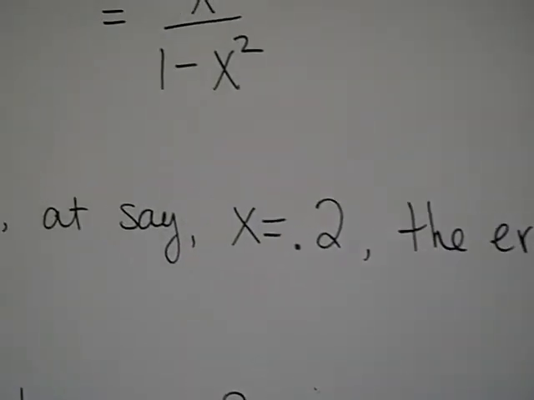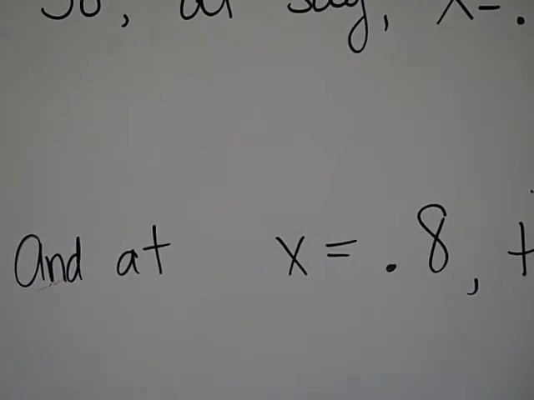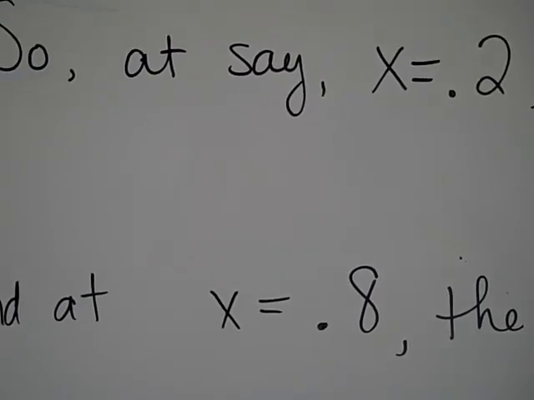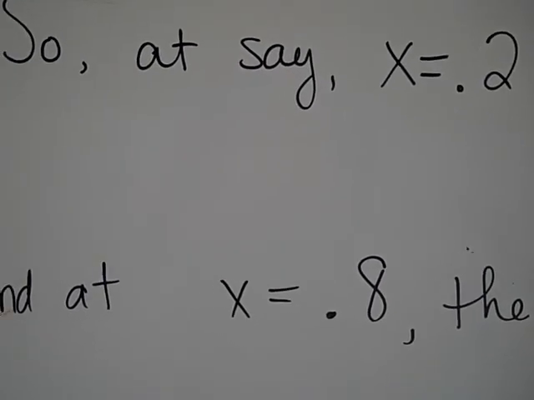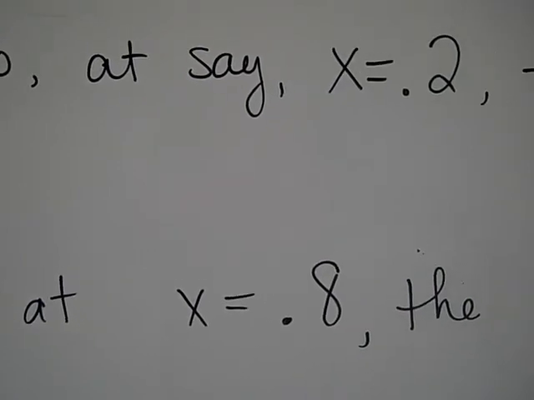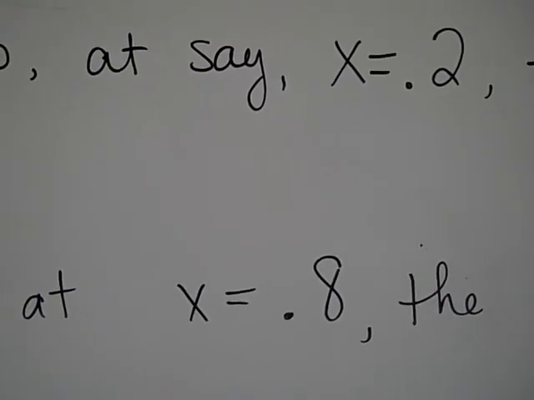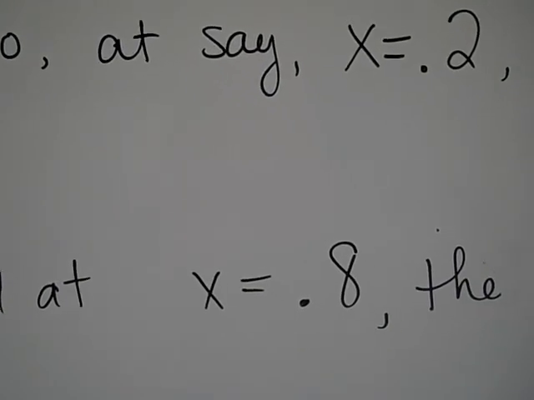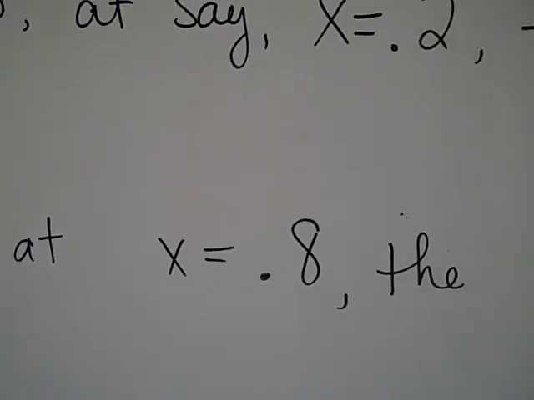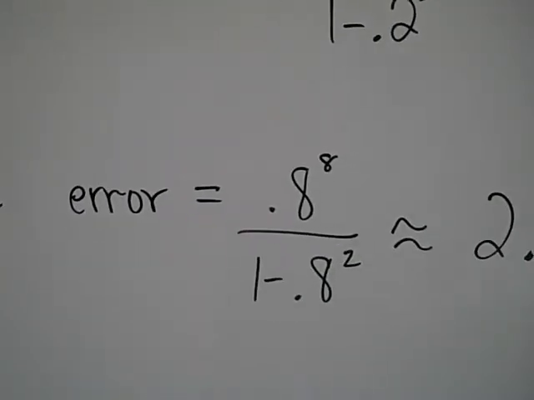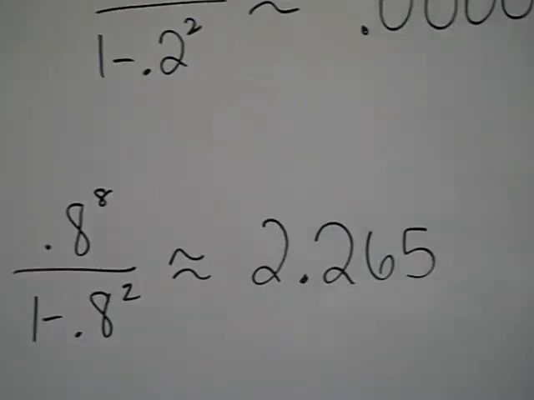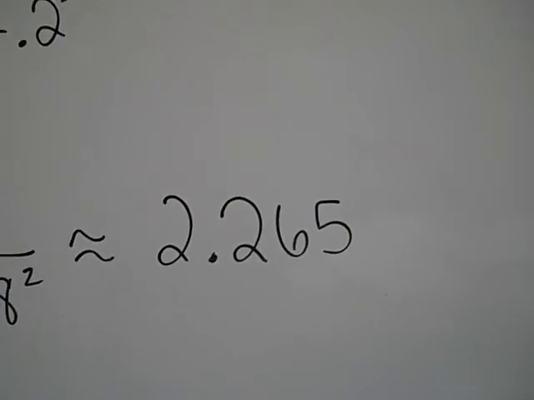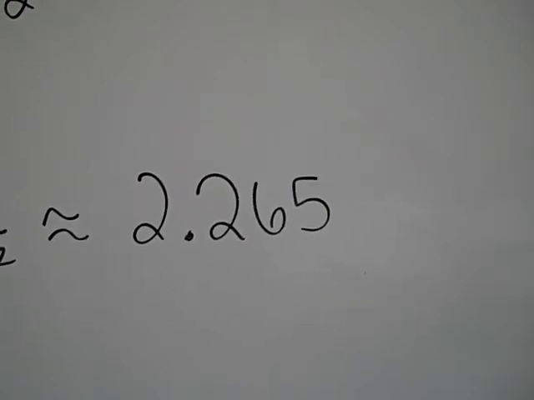If I tried a different x value, say x equals 0.8, I should have more error because remember this is centered around x equals 0. So the further I get away from x equals 0, the more the two functions aren't going to match up because I cut the series off at the fourth partial sum. So if x equals 0.8 and I plug that into the remainder formula, I get an error of 2.265. Still not terrible, but that's what the error is.